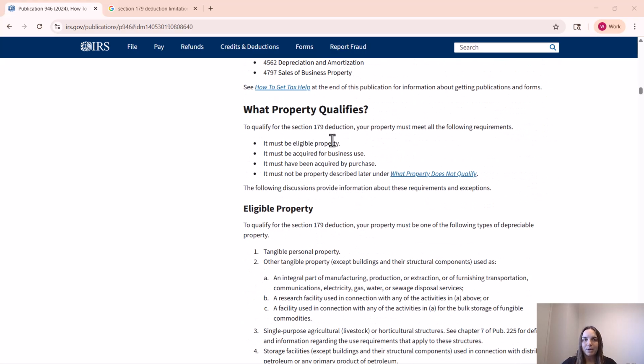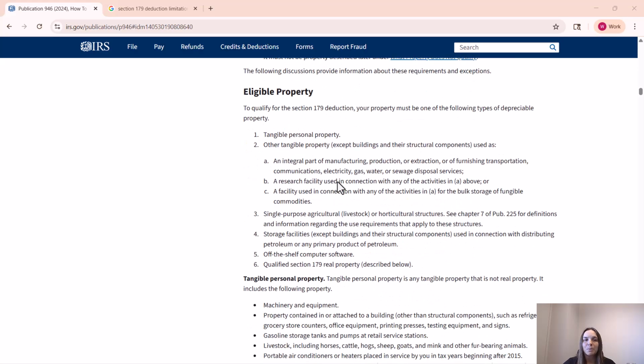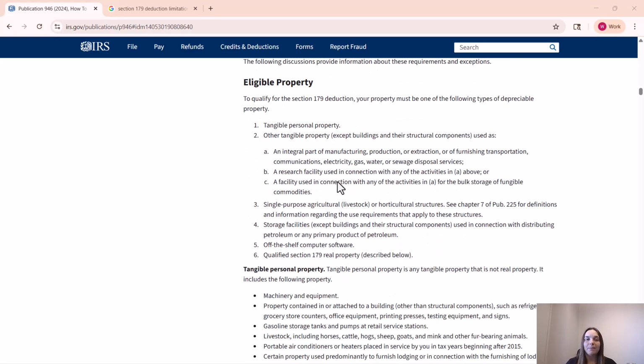What property qualifies? It has to be eligible property. There's a definition right here of eligible property. It must be acquired for business use, so this does not count for personal use. It has to have been acquired by purchase, and it cannot be excluded property. So eligible property is tangible personal property. Tangible means we can touch it. It's something that you can see with your eyes and touch with your hands. Examples of intangible would be things like trademarks, copyrights, licenses to use something. Those are not tangible.